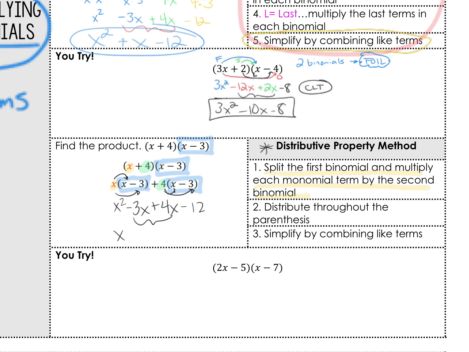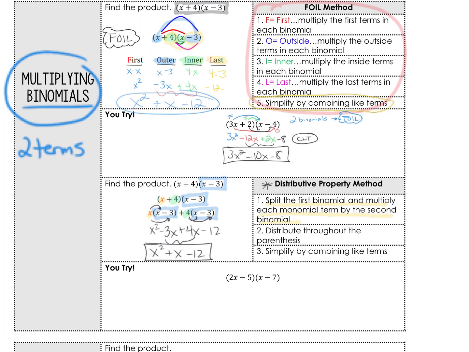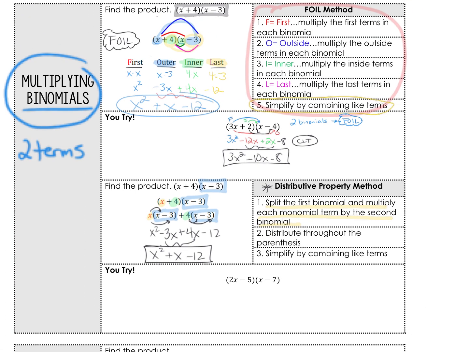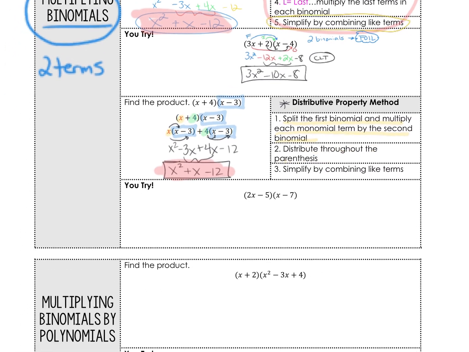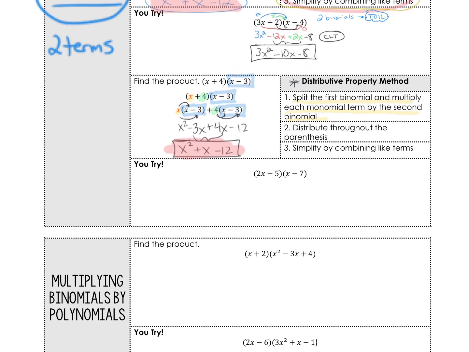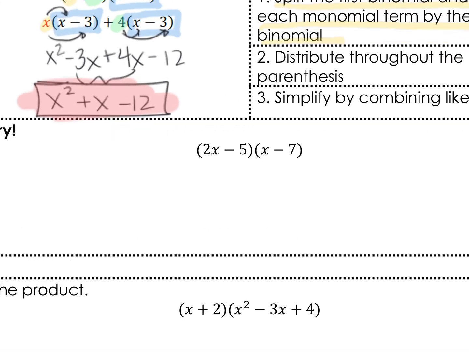Combine like terms. So you end up getting x squared plus 1x or x minus 12. And if you notice, guys, that's exactly what we had up above. We had that answer here, and now we're getting it again. So FOIL is something that I will go with in class and going forward, but you could also use this distributive property.